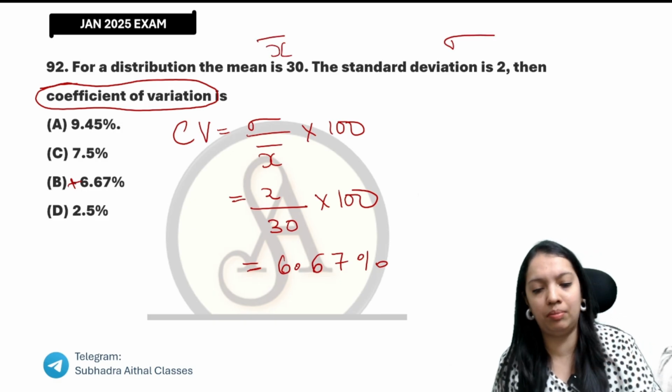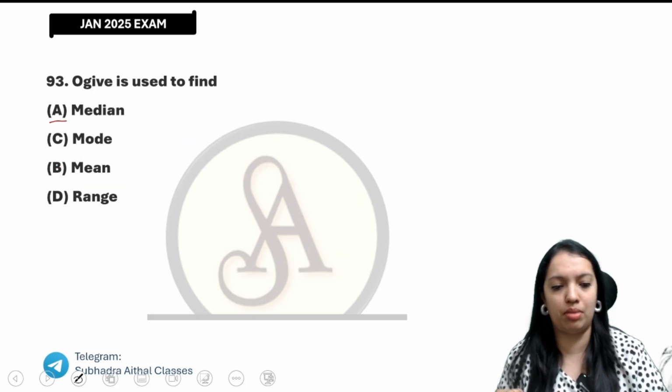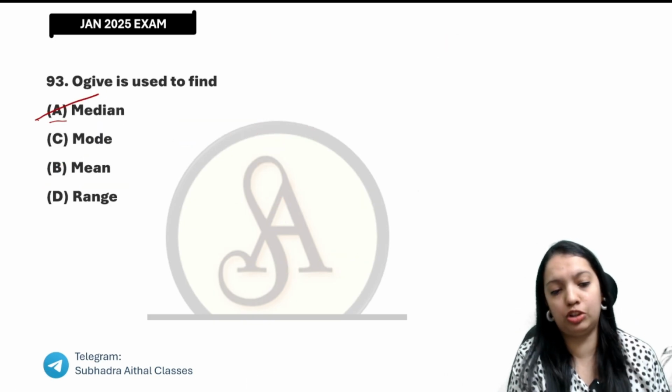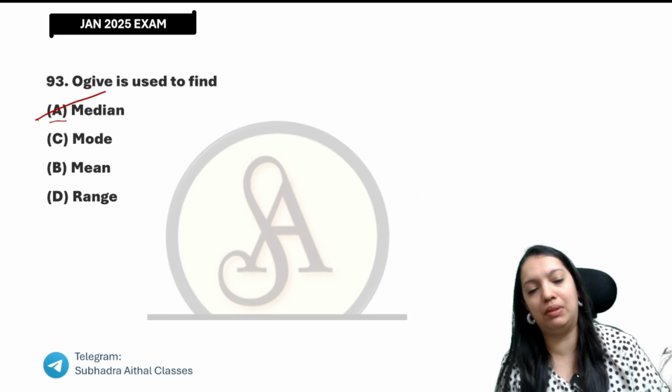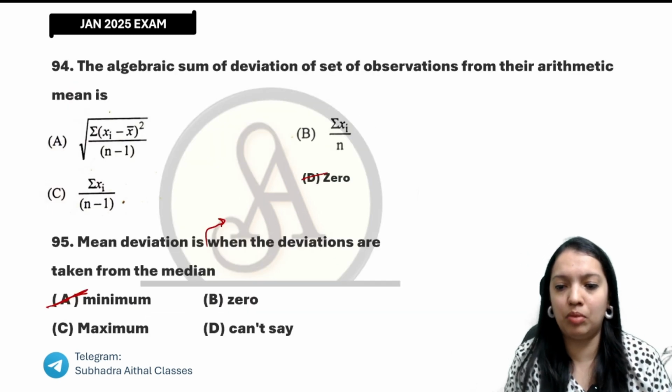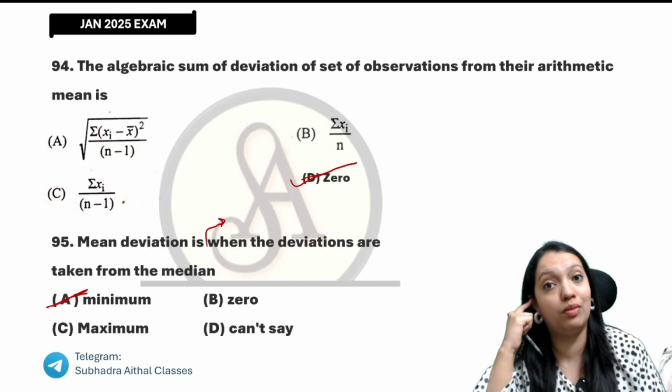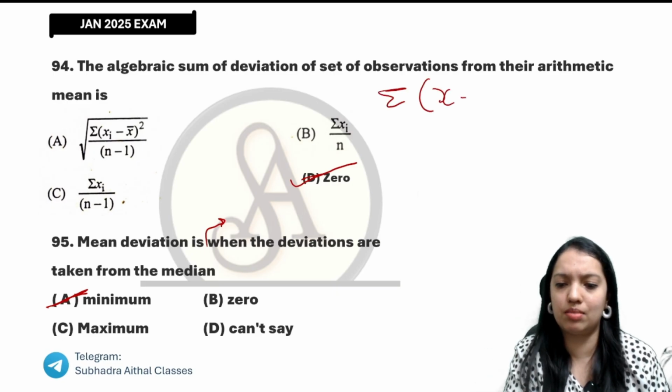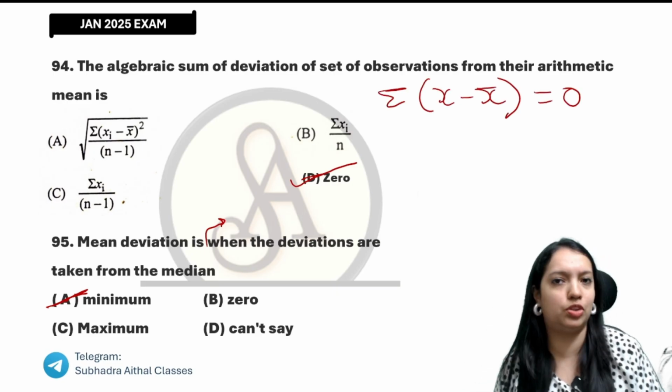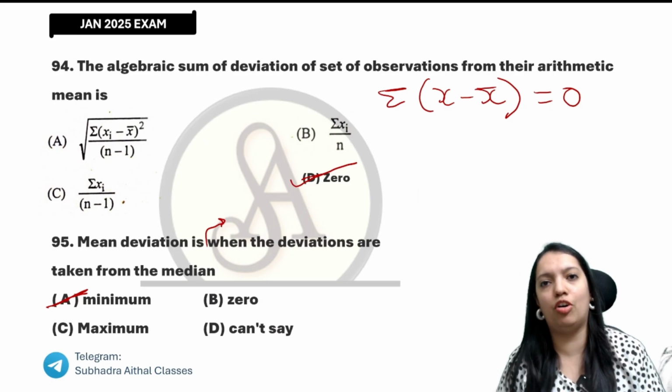Next, for the distribution, coefficient of variation is sigma by x bar into 100, sigma value 2, x bar value 30, divide them, 6.67%. Option B. Next, ogive can be used to find median, quartile, decile, percentile. Next, algebraic sum of deviation from their arithmetic mean is always 0. That means summation x minus x bar is always equal to 0. This is the property of arithmetic mean.